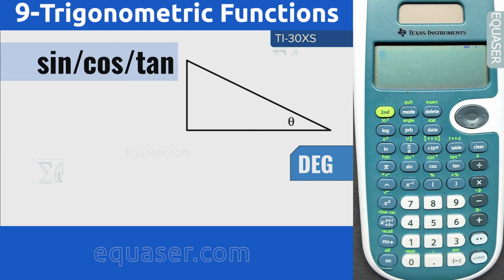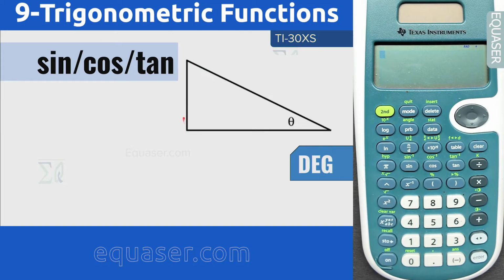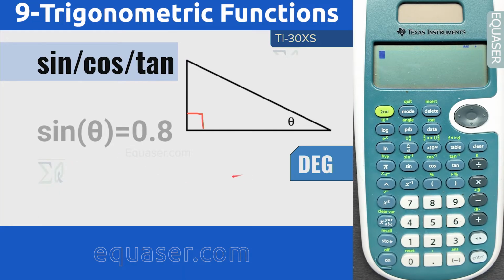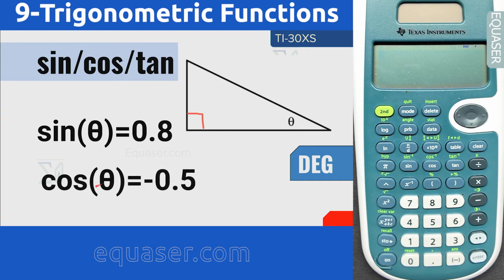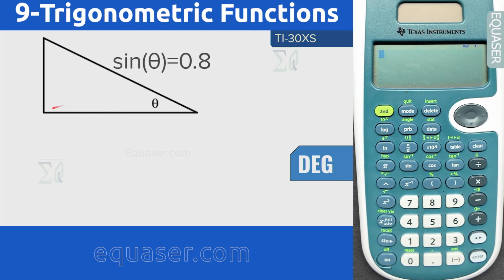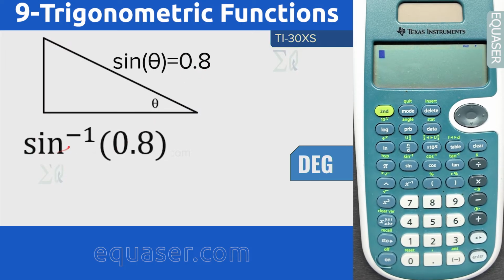I'm pressing clear. Now for a right angle triangle, if we have sine of this theta equal to 0.8, the question would be, what is this theta? Or if cosine of theta is minus 0.5, what is the angle? This is the same with a right angle. So we do inverse. Inverse of 0.8 will give you the theta.